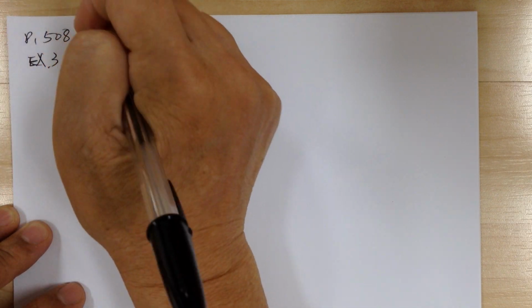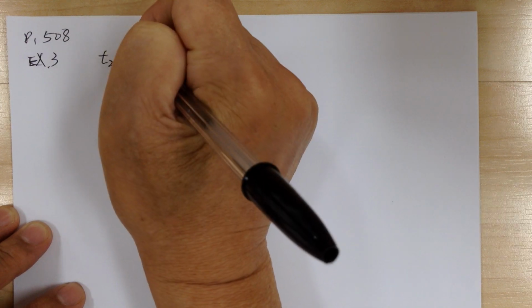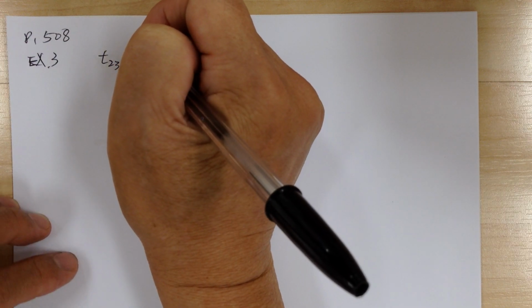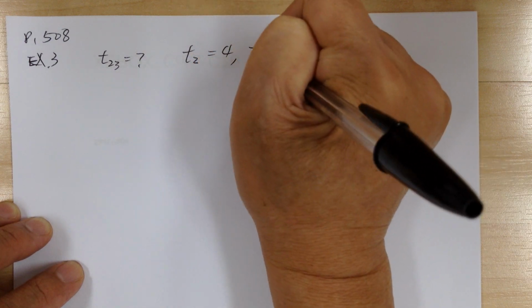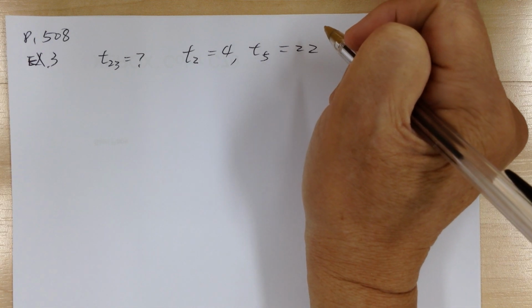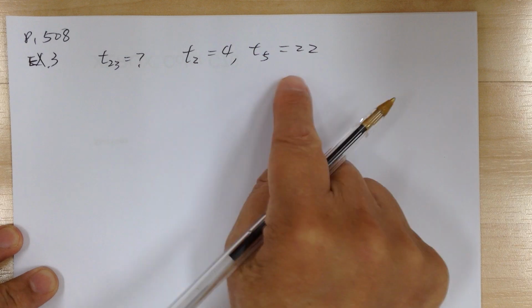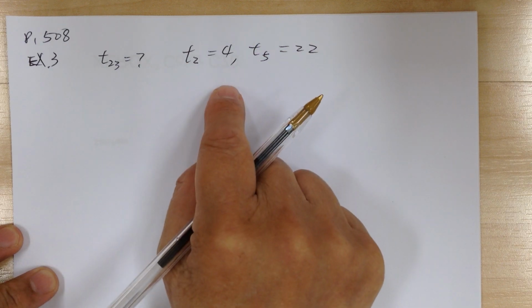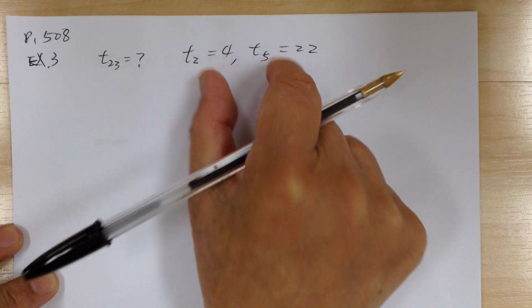Okay, example 3, it says find T23, so the 23rd term, for the arithmetic sequence in which T2 equals 4 and T5 equals 22. Okay, so notice there's no D, so we need to find D. Since these two are given, we need to use these two to find D.